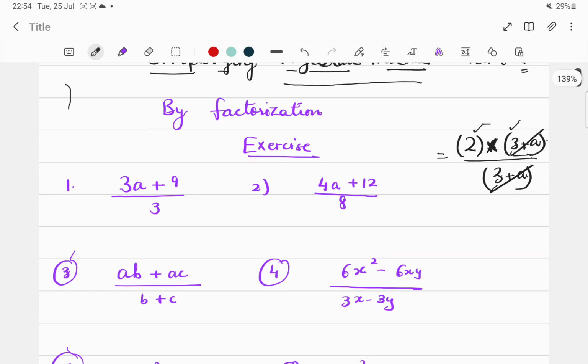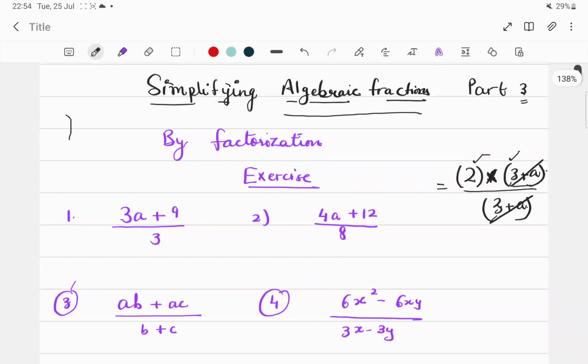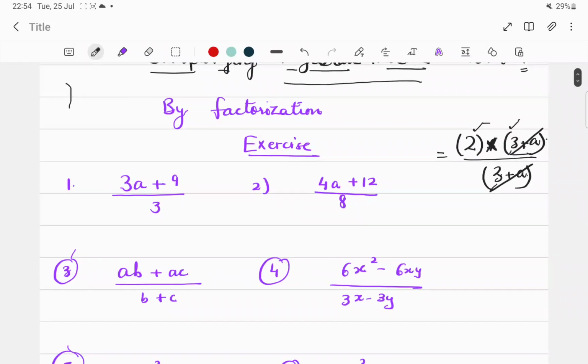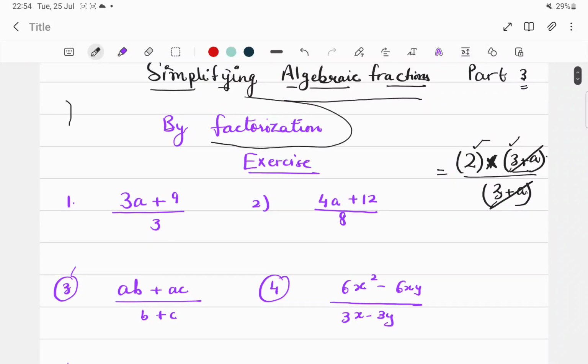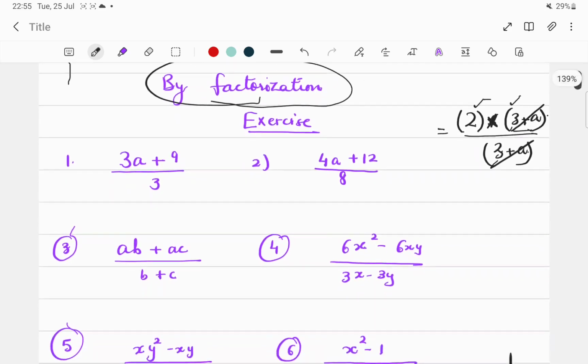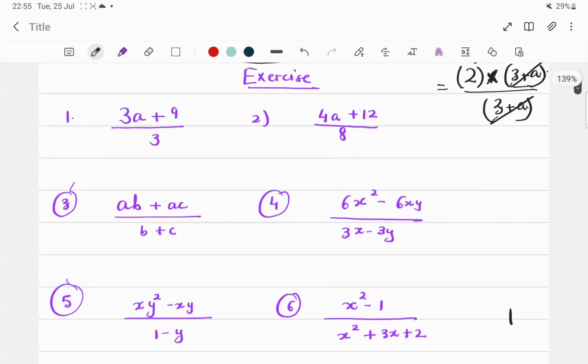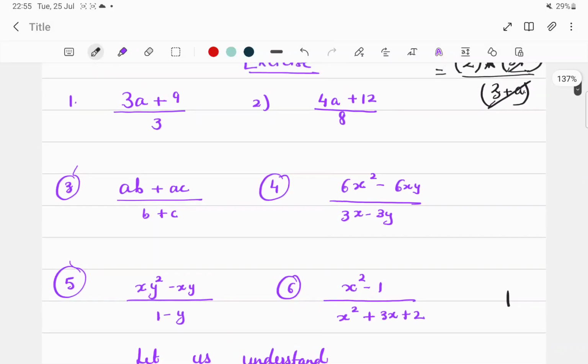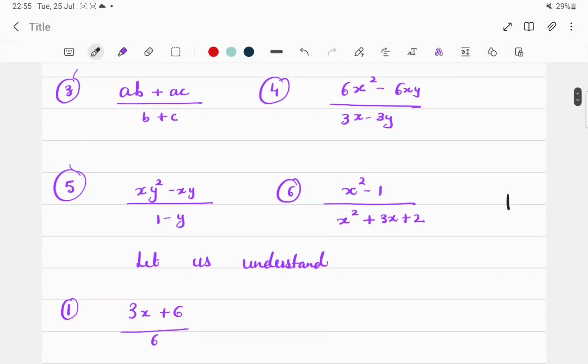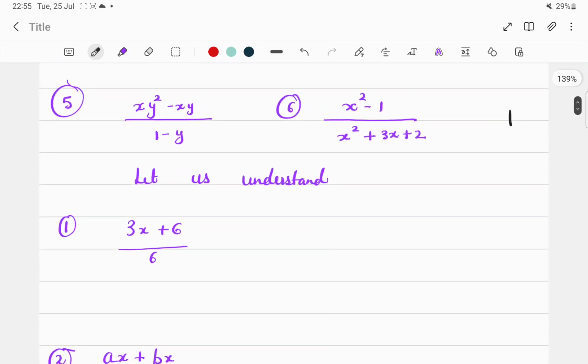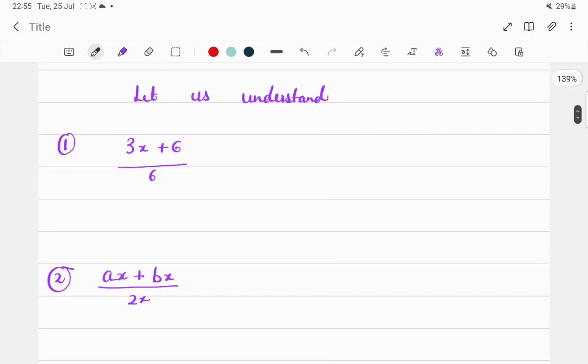Now in this video we are going to do the same process of simplifying algebraic fractions but with the help of factorization. I have already uploaded many videos on factorization in the sequence 1, 2, 3, so you can go through all of them before you proceed with this one. They will help you with these questions. These are the questions given in the beginning for practice, and I'm going to solve similar questions in this video so that you get an idea how to simplify algebraic fractions using factorization.